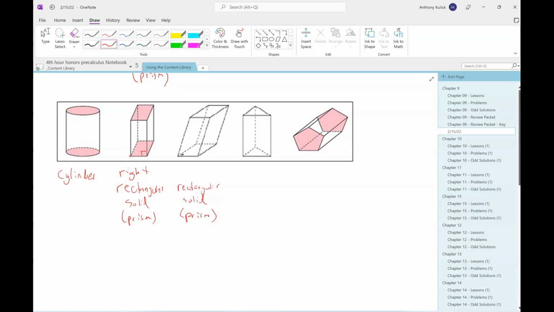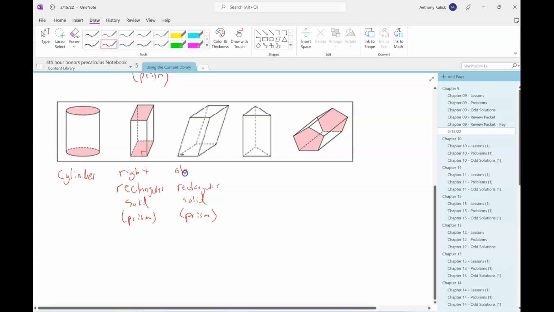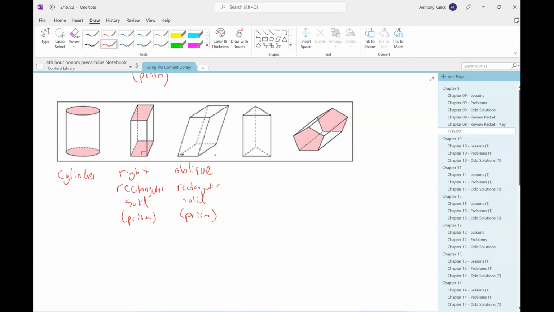And then we differentiate with the one here next to it. We'd call this one an oblique rectangular solid. That's the word we'll use for something that's tilting. Like the Leaning Tower of Pisa is an oblique cylinder. I think it's a cylinder-shaped building, isn't it? Art history people, is that a cylinder or cylinder-ish? But it's leaning, so oblique, whatever it is. Might be elliptical instead of a circle. I don't really know.